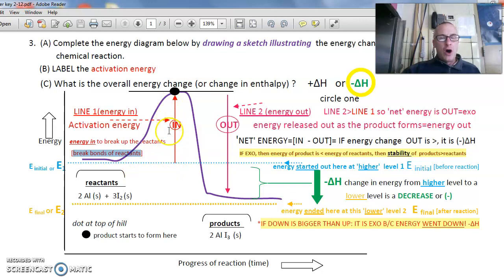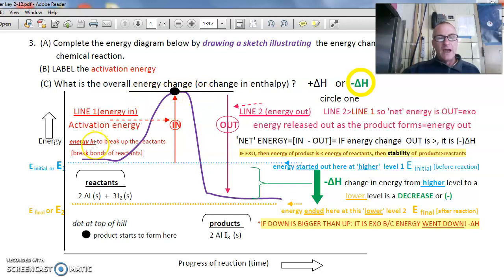Energy always has to go into a reaction in order to get the reaction going. That's called the activation energy. So there is an endothermic step to the reaction. We're not saying the reaction is endothermic, but there's an endothermic step to the reaction. Energy goes in, that's the activation energy.